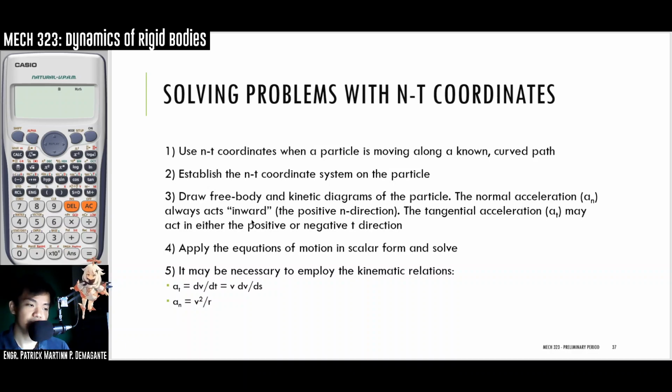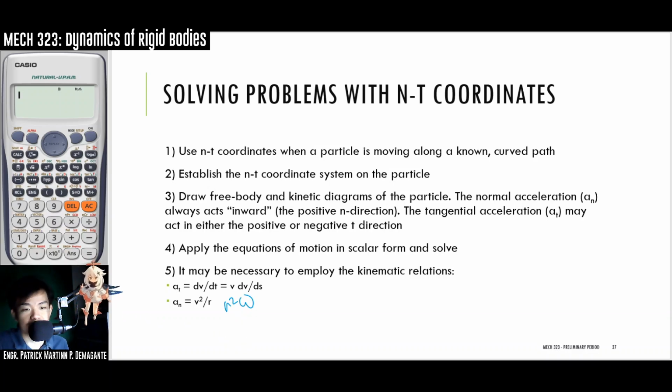Then, apply the equations of motion, scalar, and solve. Then, you can also use the kinematic relationship. So, we have this, right? Our A, our acceleration for tangent and normal. So, v squared over r, or r squared times the angular velocity.